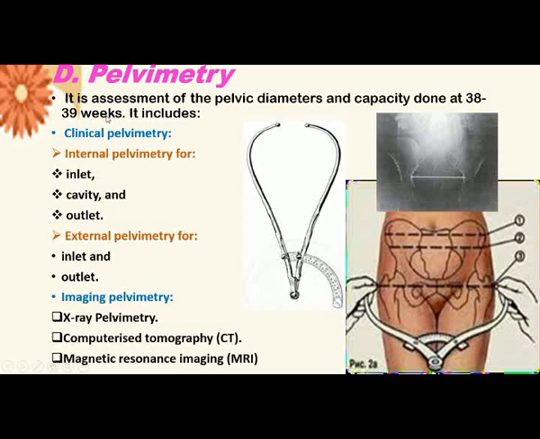This is the pelvimetry. It is the assessment of pelvic diameters and capacity done at 38 to 39 weeks. It includes clinical pelvimetry, that is internal pelvimetry for inlet, cavity and outlet, and external pelvimetry for inlet and outlet. We are using an instrument for the pelvimetry. Next is imaging pelvimetry. Imaging pelvimetry includes X-ray pelvimetry, computerized tomography and magnetic resonance imaging. So we can see one.